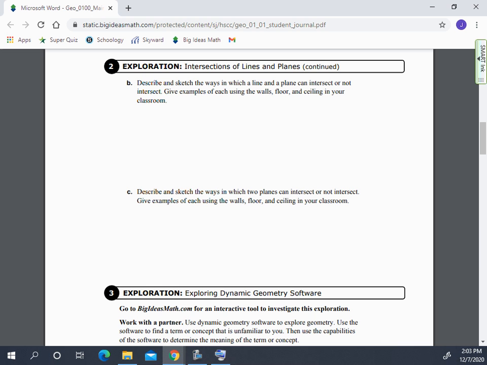Describe and sketch ways a line and a plane can intersect or not intersect. Okay, I'm going to draw a plane. Here's what a plane is. A plane is a surface. I like to think of a plane as a rectangle. Think of that plane being a wall in the classroom. Just think of that one wall. That's your plane. Now, if I have a line over here, it's not going to intersect that plane. Or think of that plane as the ceiling and that line as below the ceiling. It'll never intersect.